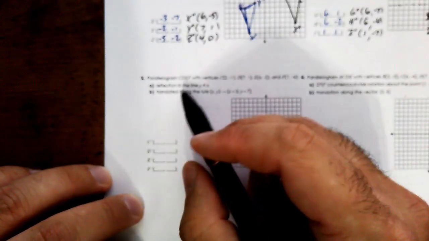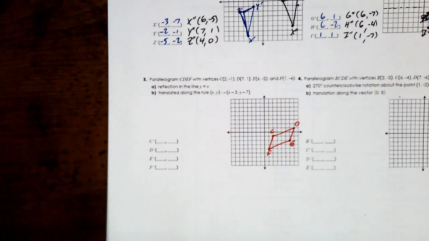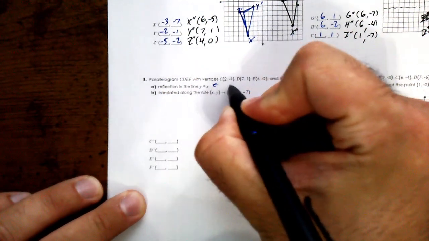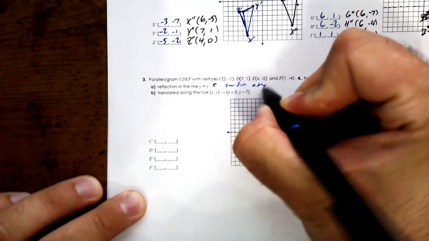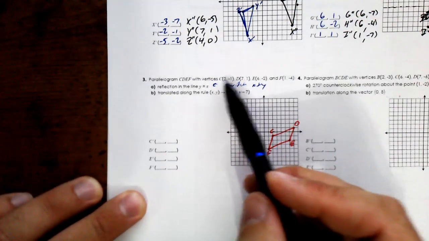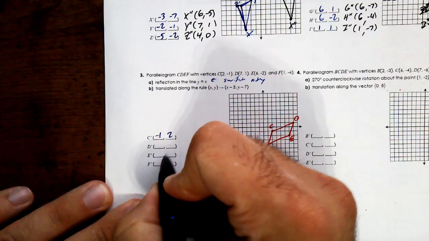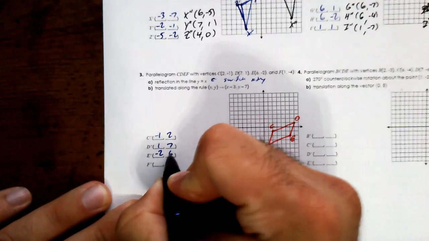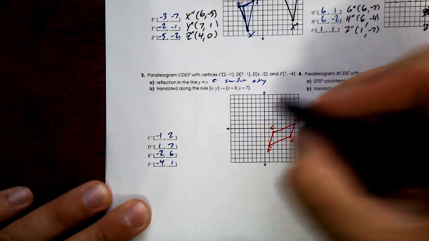So again, reflected across the line y equals x. If you forgot how to do y equals x, switch x and y. All we gotta do is flip all our points. So C was 2, -1. Now it's -1, 2. D was 1, 7, or 7, 1. Now it's 1, 7. It was 6, -2. Now it's -2, 6. It was 1, -4. Now it's -4, 1.